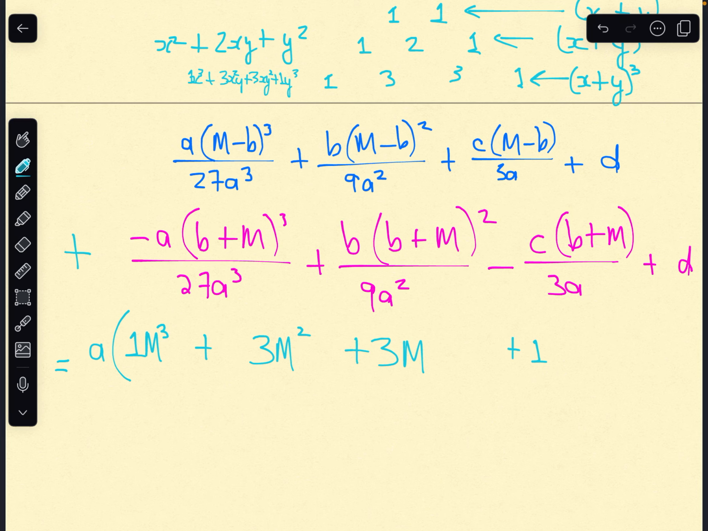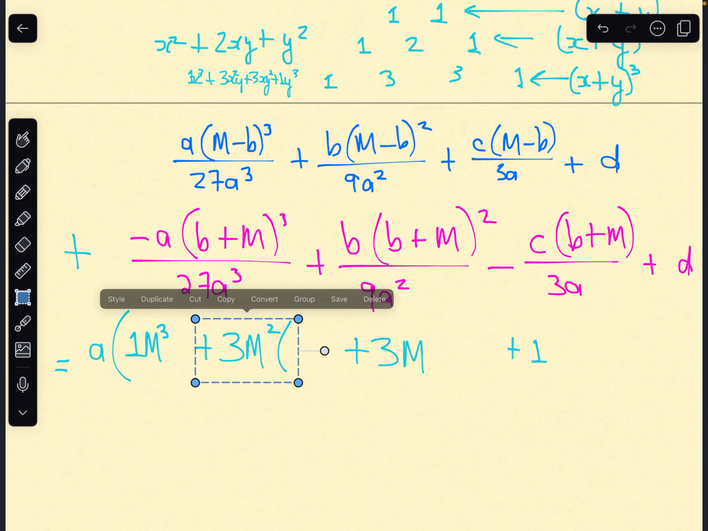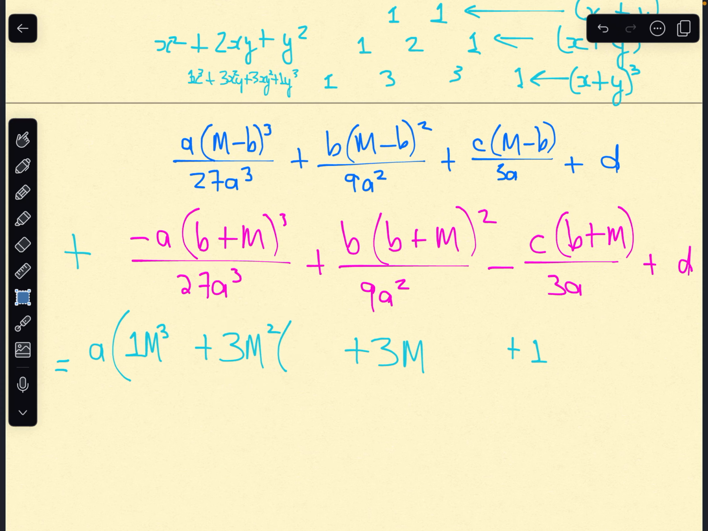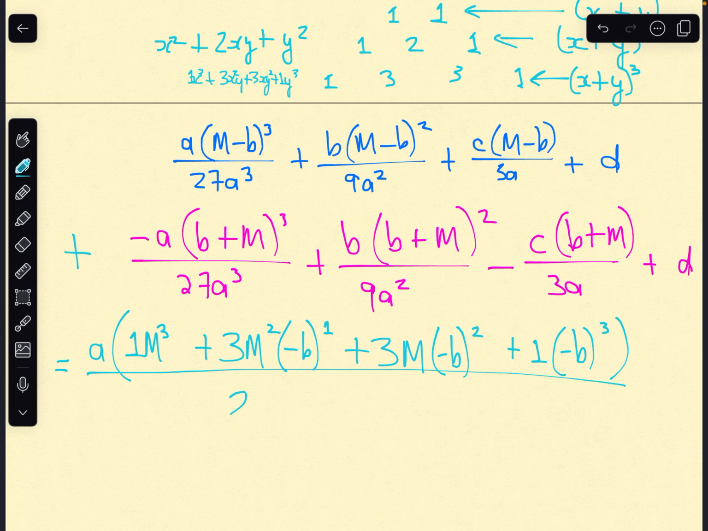Okay, so for the second term now, I need to move this first of all. We'll have minus b to the 1, here we'll have minus b to the 2, and then lastly we'll have minus b to the 3. And let's just simplify it.